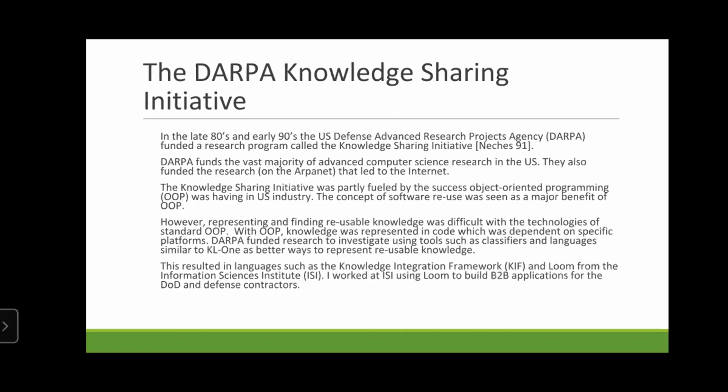So the next stage in symbolic AI and knowledge representation was something called the DARPA Knowledge Sharing Initiative. In the late 80s and early 90s, the US Defense Advanced Research Projects Agency, or DARPA, funded this research program. And I don't know if people know that DARPA funds the majority of advanced computer science research in the United States.